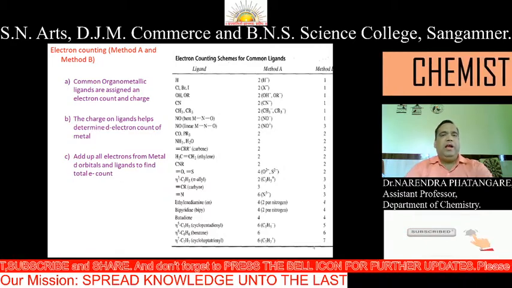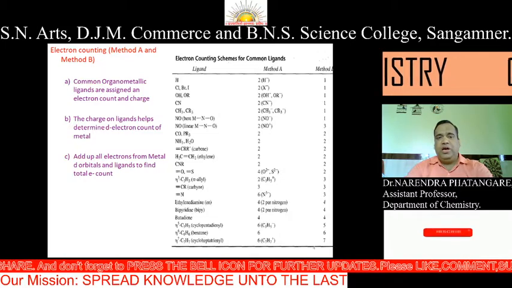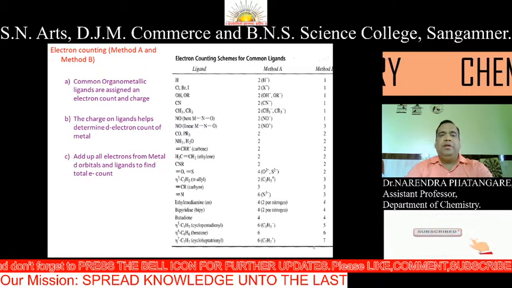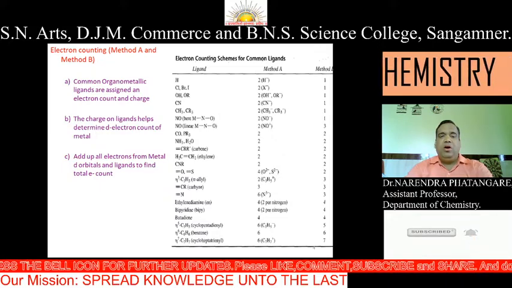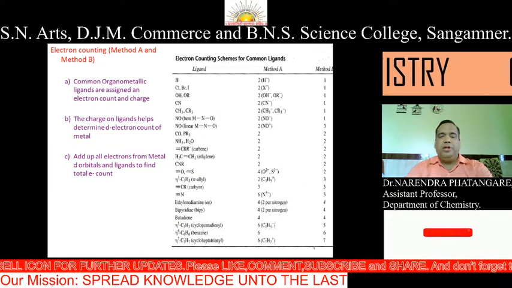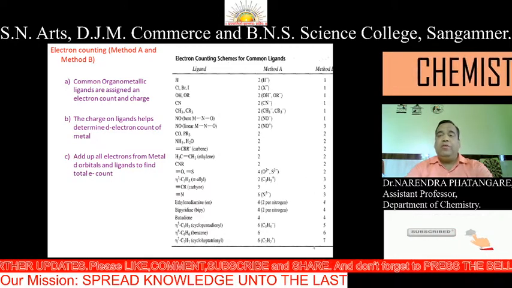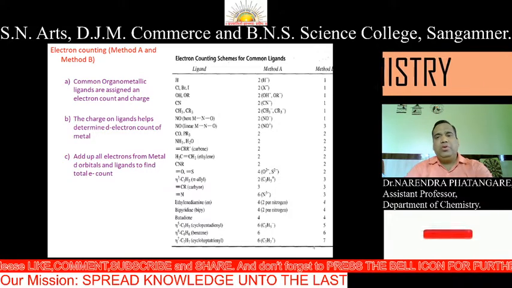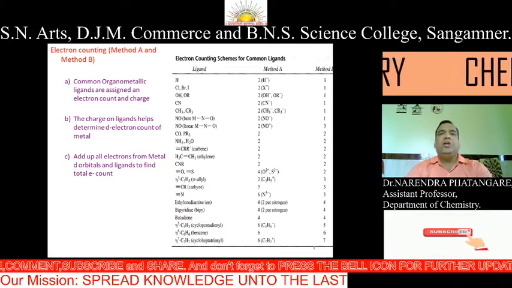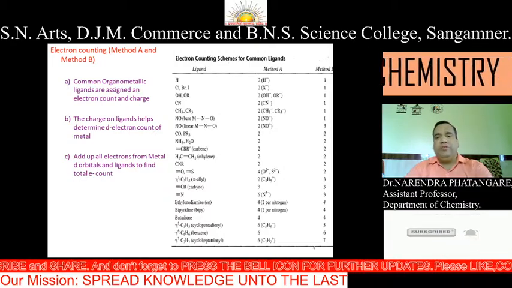Each organometallic ligand is assigned an electron count and a charge. The charge of a ligand helps to determine the electron count of the metal. Add up all electrons of the metal d orbitals and the ligands to find the total electron count. And we are considering hydrogen. In the donor pair method, hydrogen is considered a 2 electron donor, while in the neutral ligand method, it is considered as 1 electron only.